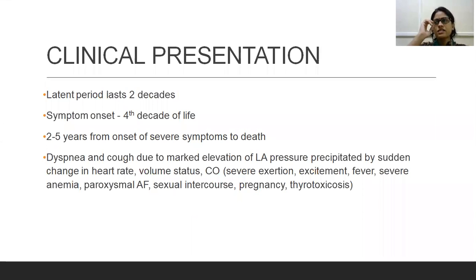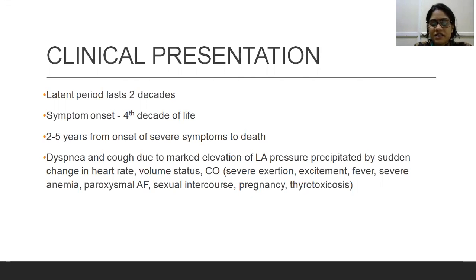As for the clinical presentation, there is a latent period of at least 20 years between the first attack of rheumatic fever and the onset of symptoms of mitral stenosis. This is called the latent period, and it lasts 2 decades. From your rheumatic fever class, you know that the onset is quite early in life. Patients usually are diagnosed with rheumatic fever by the age of 10 or 11 years. So symptom onset takes about 20 years to develop, and usually the patient, by the time he or she presents, is in the 4th decade of life.